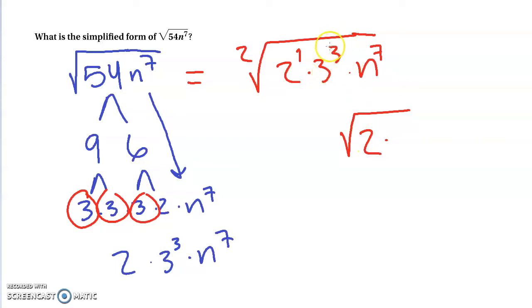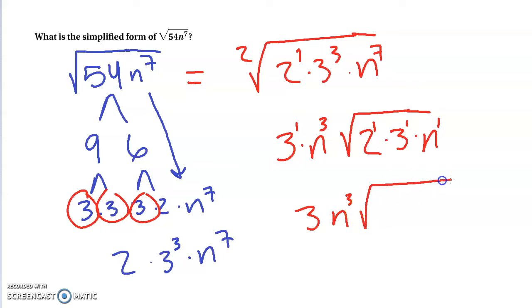3 has 3 tickets, and it costs 2 tickets to ride the ride. So that means that 3 can ride 1 time with 1 ticket left over. n has 7 tickets, and it costs 2 tickets to ride the ride. So n can ride 3 times and use 6 tickets with 1 left over. So our final answer is going to be 3 times n cubed square root of 6n.